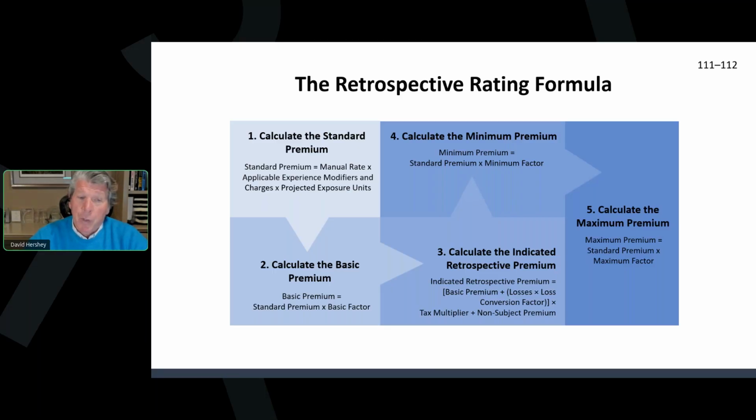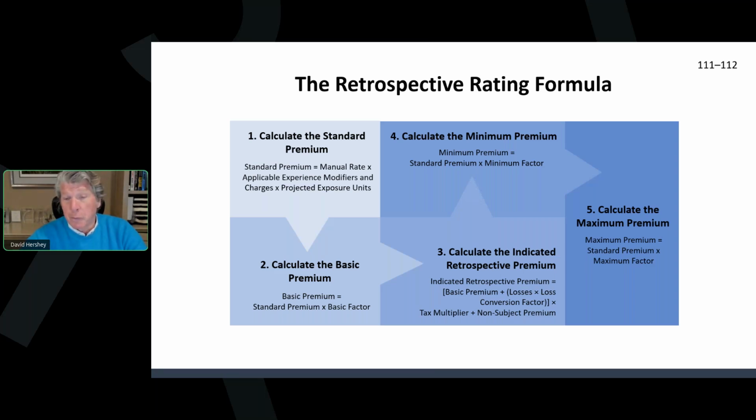It's going to be basic premium plus the losses, okay? Now, the losses at that point could either be incurred loss or paid loss, one or the other, depending on the plan you have, okay? Times the LCF, loss conversion factor, and again, that comes from the underwriter, times the tax multiplier, that comes from the underwriter, plus the non-subject premium, and that comes from the underwriter, right?